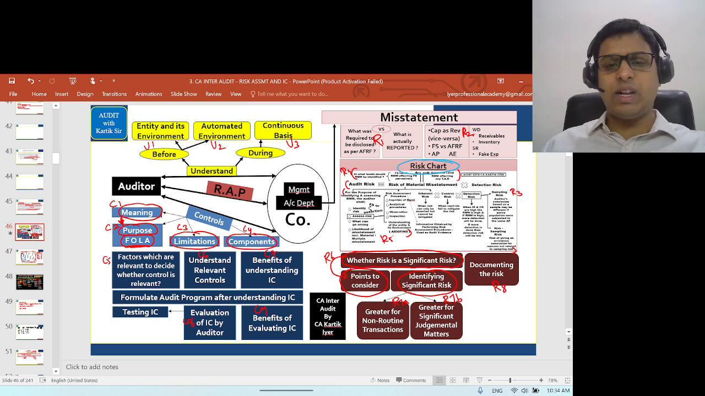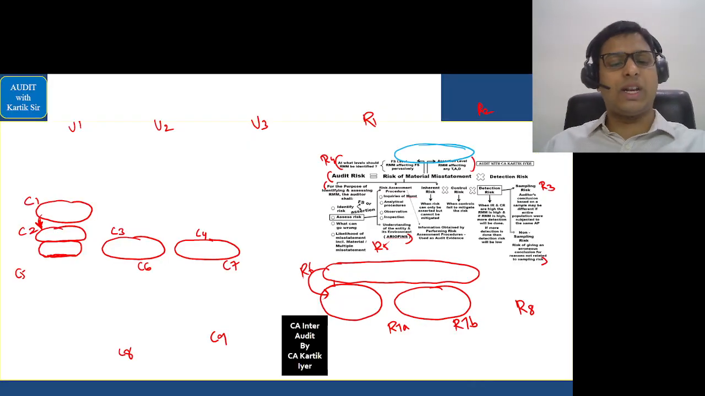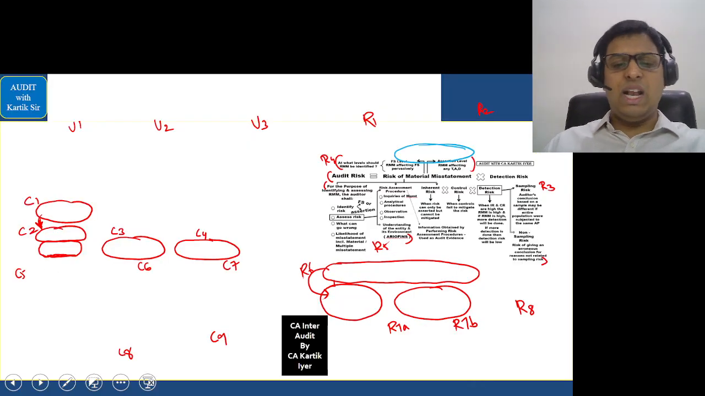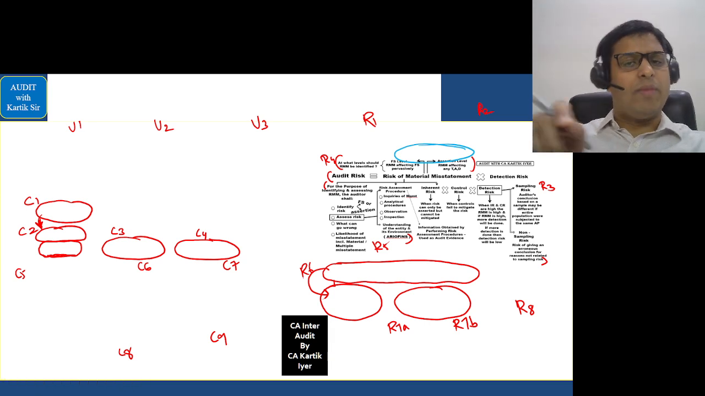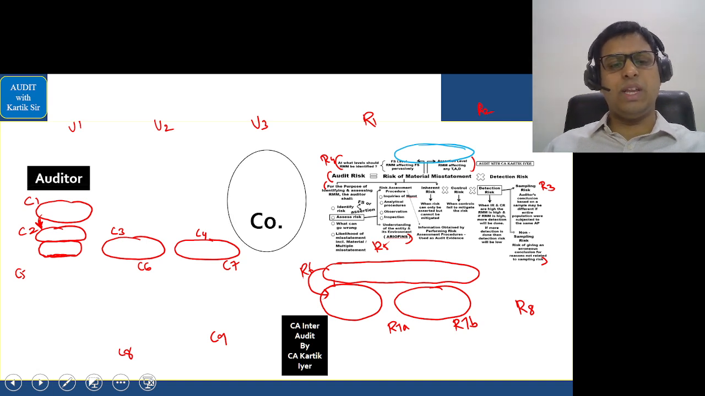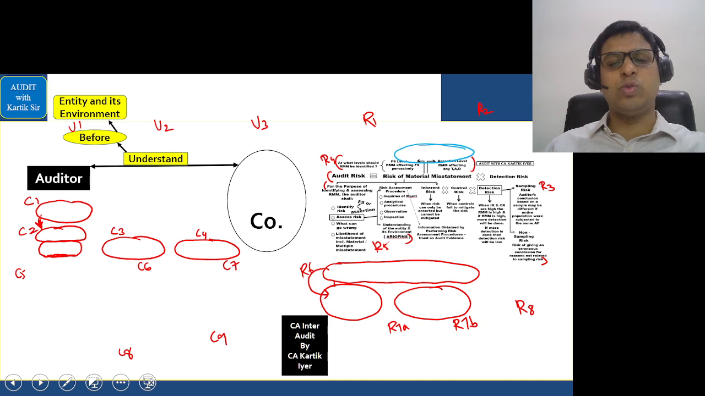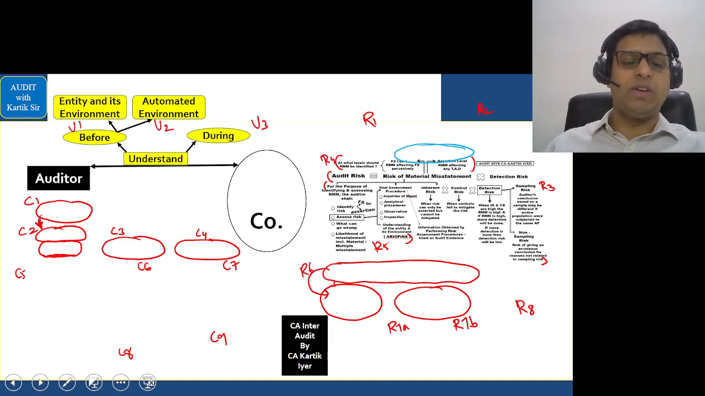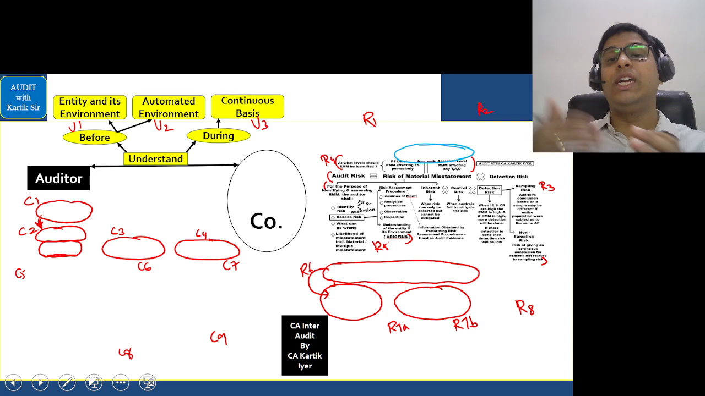Now let's go further. Let's go to our most important one, that is your risk circuit, control circuit. And I've put the basic numbering here so it is easy for you to understand. And then we'll do one by one. Okay, let's see this first. You have the company. Company has an auditor. The auditor has to understand the company before he starts the audit work. So in that case, two things will come: understanding the entity and its environment, understanding the automated environment. Okay, and the auditor, during the audit work, has to understand the entity on a continuous basis also.